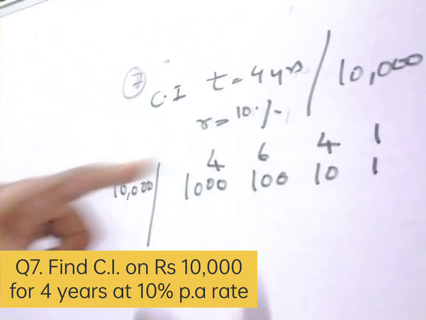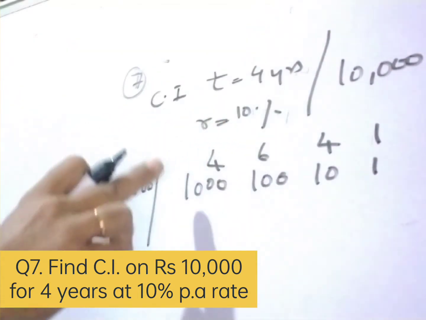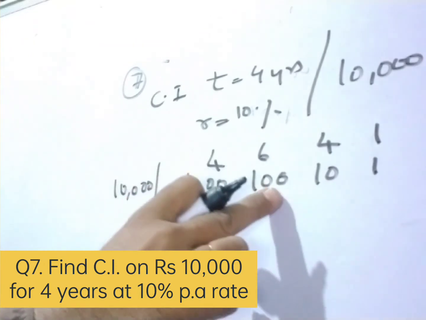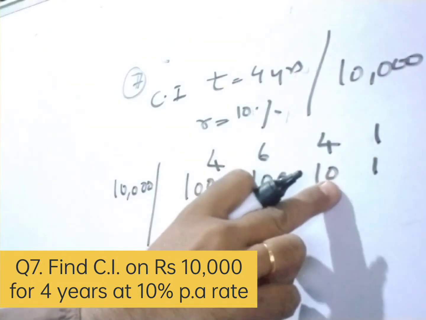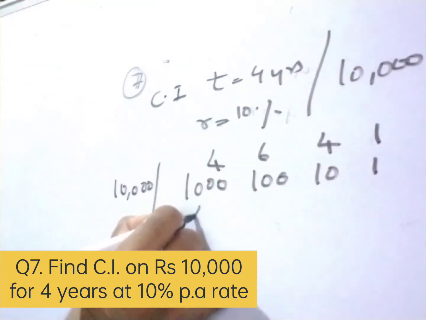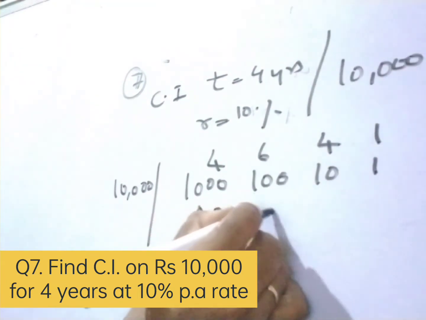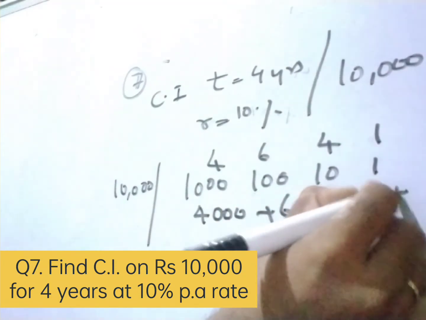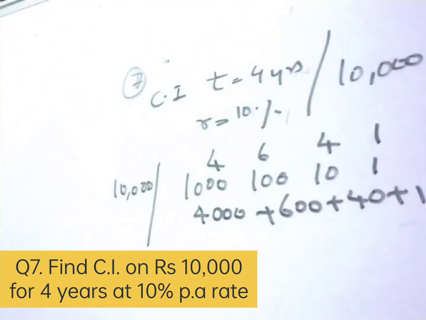So for 10,000, 10% is 1000. For 1000, 10% is 100. For 100, 10% is 10. For 10, 10% is 1. So compound interest: 1000 into 4, 4000, plus 100 into 6, 600, plus 10 into 4, 40, plus 1 into 1, 1. So 4641.